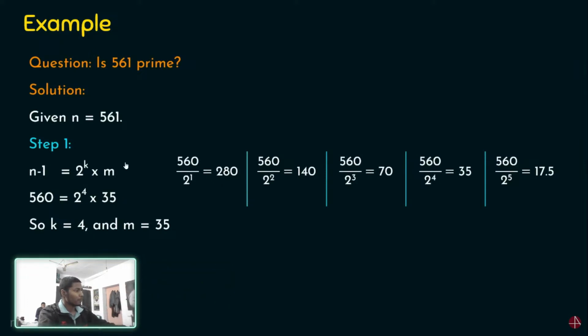See what approach I did? I have taken the number n minus 1. I've started with 2 power 1. If it is an integer, I'm going to the next step of dividing by 2 power 2. Then you need to follow this, 2 power 3, 2 power 4, 2 power 5, 2 power 6, till you get a non-integer value. If you get a non-integer value, then the previous step you need to take. In this case, here we get a non-integer. So the previous step is 560 divided by 2 power 4 is 35. So 560 can be written as 2 power 4 into 35, which is this. We are done with step number 1.